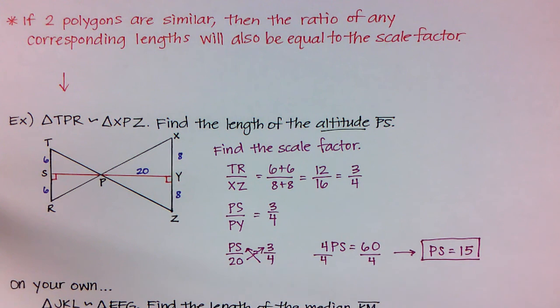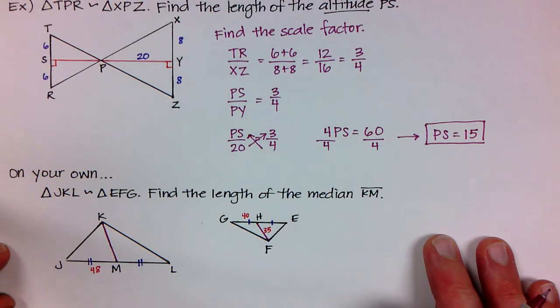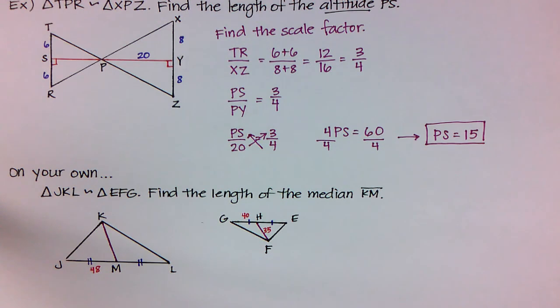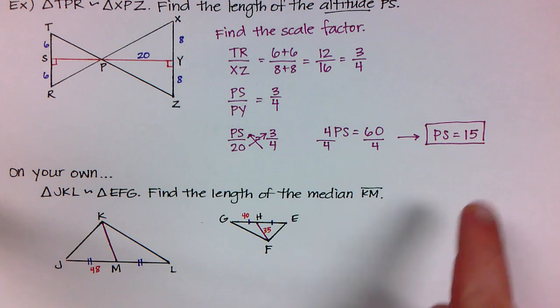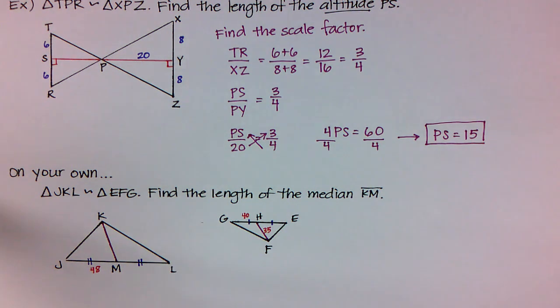So I have one problem for you to do on your own that I'm going to show you right now. You're given that triangle JKL is similar to triangle EFG, and I want you to find the length of the median KM using the same technique that we did in the example before. So try to solve that on your own. Come with any questions that you have to class, and I'll see you then.